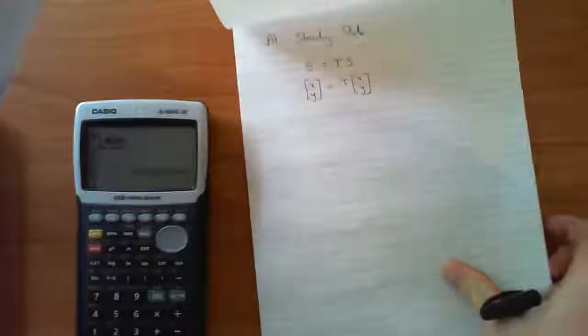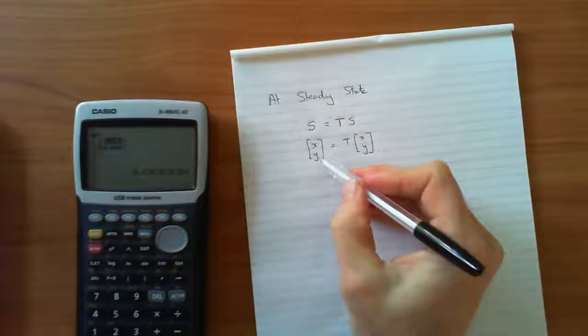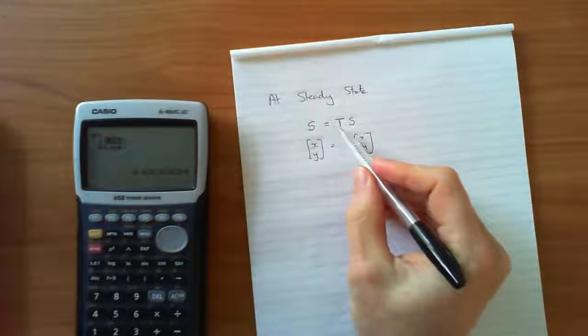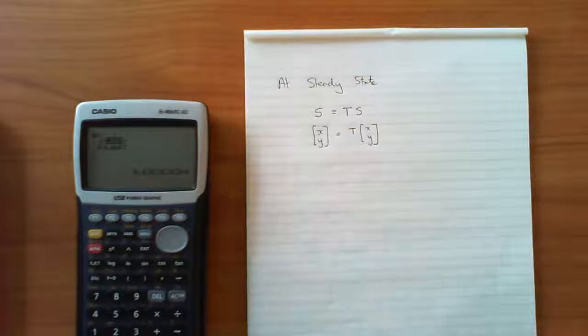So, just repeating, the steady state of the system is when S is equal to TS. In other words, the transition matrix leaves those values unchanged.